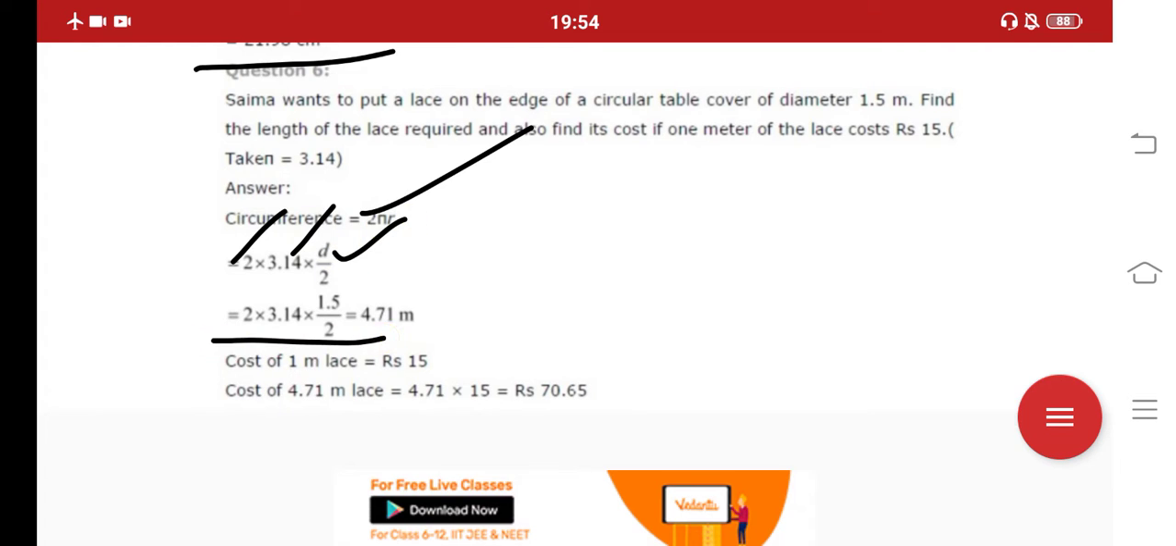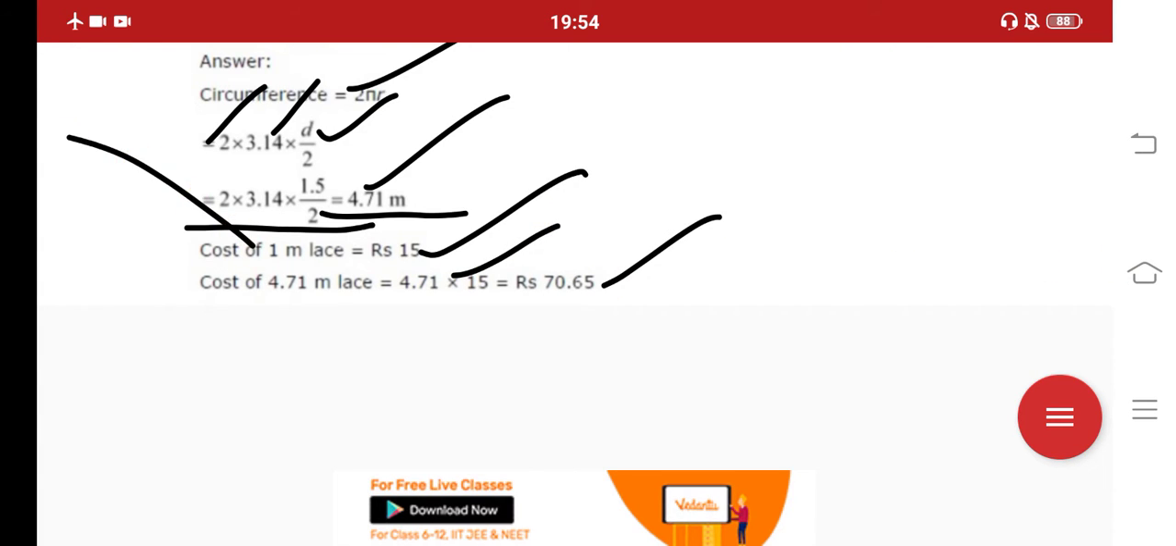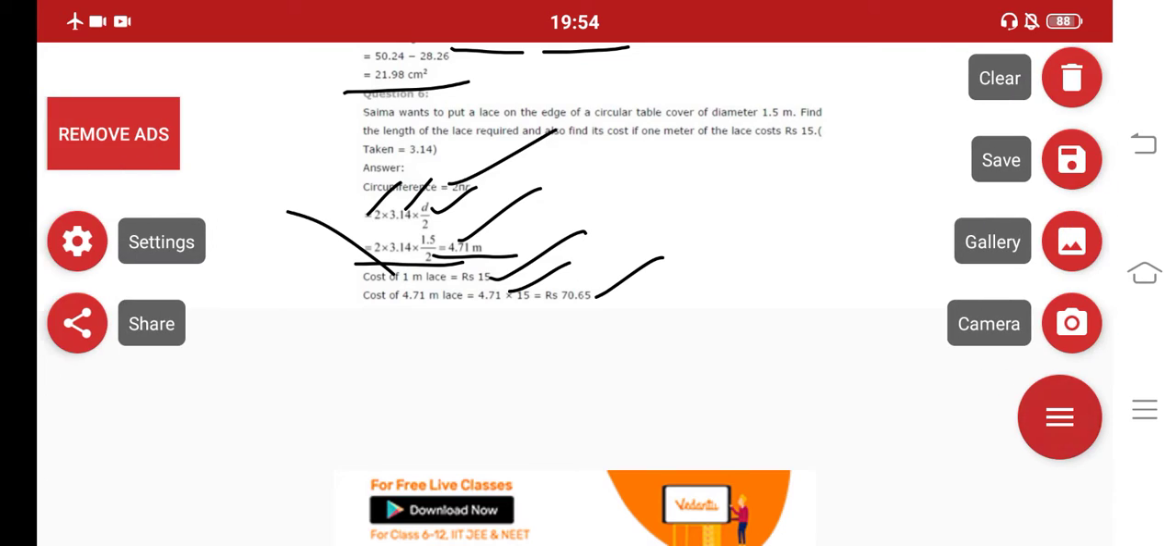So here we have all the values. How much circumference are we getting? We are getting 4.71 meter circumference. For 1 meter, the lace cost is rupees 15. So for 4.71 meter, what is the lace cost? That is 4.71 multiplied by 15, that is 70.65 rupees. So this is how we have completed our question number 6.